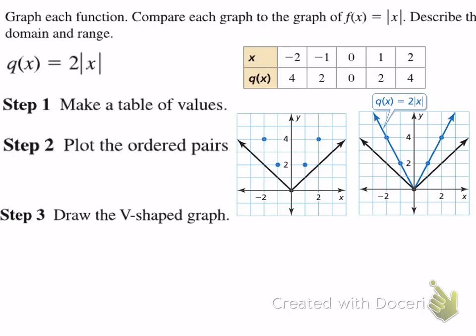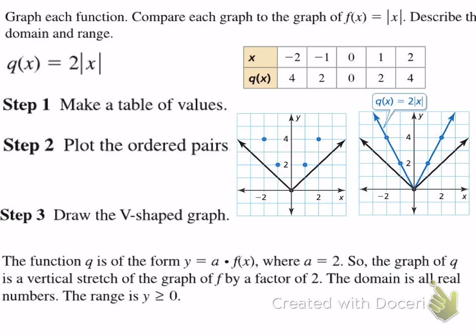So in this one, we say the transformation made it narrower, closer to the y-axis. Stretched it closer to the y-axis. Okay? What about my domain? Everybody, same or different? Same. What about my range? Same. Good. All real numbers for the domain. For the range, y is greater than or equal to 0.